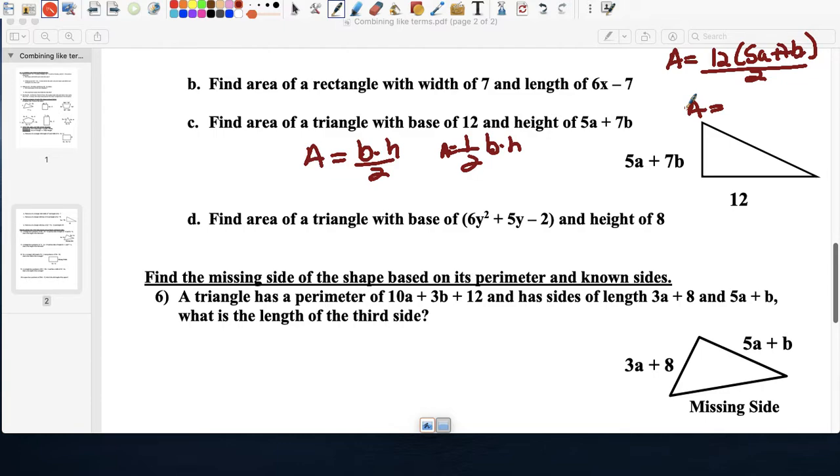What we can do here, before you even do the distributive property, is simplify the 12 and the 2, because aren't these being multiplied? So I can simplify: 2 divided by 2 is 1, 12 divided by 2 is 6. Now, instead of using the factor 12, you can use the factor 6 and multiply by every term inside the parentheses, and I would get 30a plus 42.